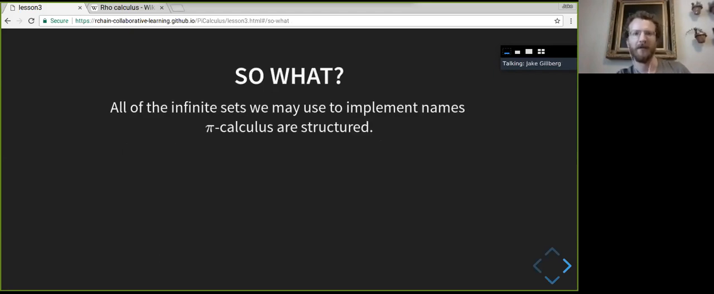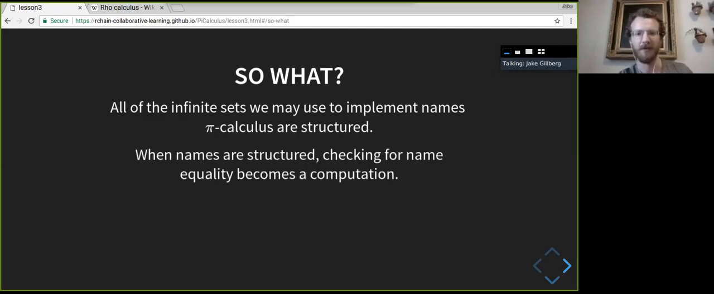And this matters because any infinite set that we can think of to actually implement the pi calculus is not atomic. There's some structure associated with it. So for example, you could take the set of numbers, but even the set of numbers have some structure to them. You want to be able to say that 2 plus 3 equals 3 plus 2, right? So the name 8 should be the name 8. So when you have names that have this internal structure to them, checking for name equality becomes a type of computation.